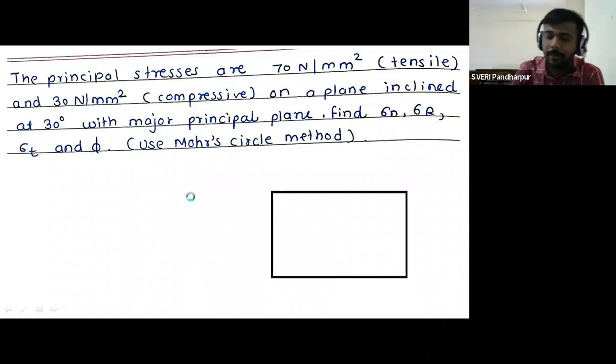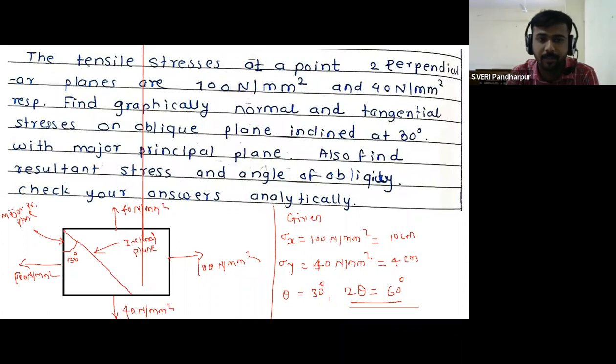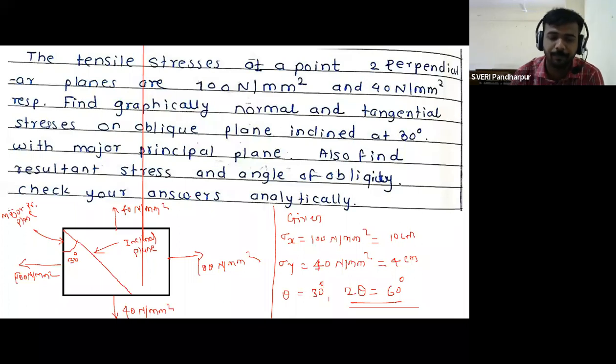That problem is applicable for case number 2, because here the member or the body is subjected to biaxial stresses. So if sigma x and sigma y are given, how they are represented on the x axis, and what is the procedure to draw the Mohr circle, that we discussed in the previous lecture.